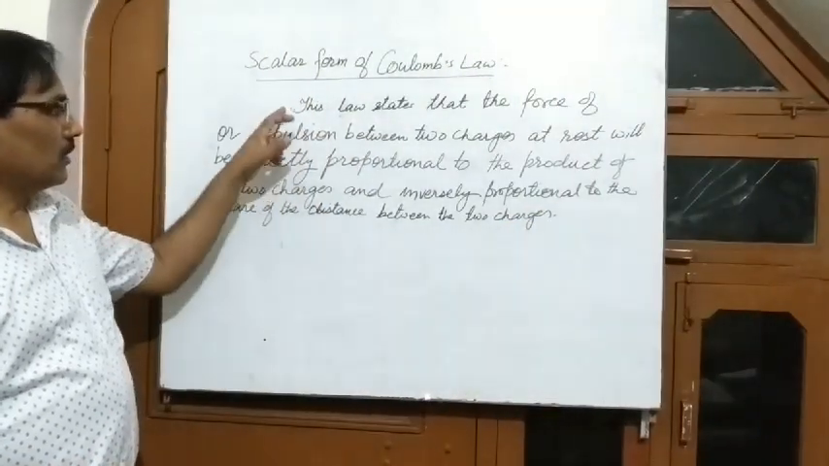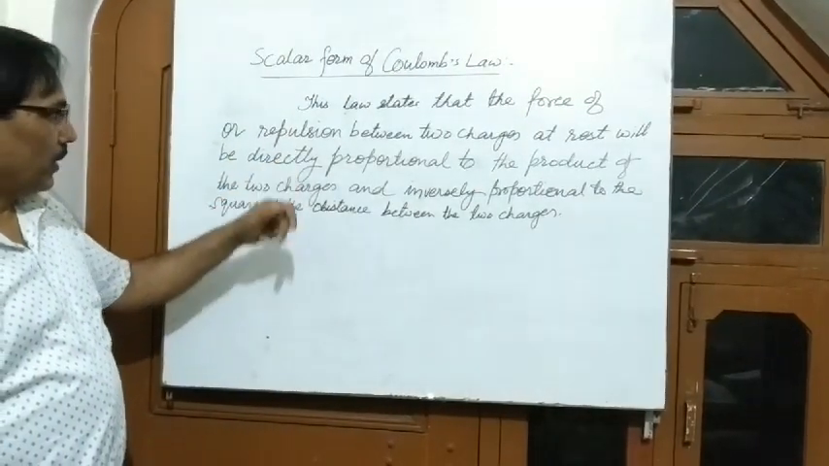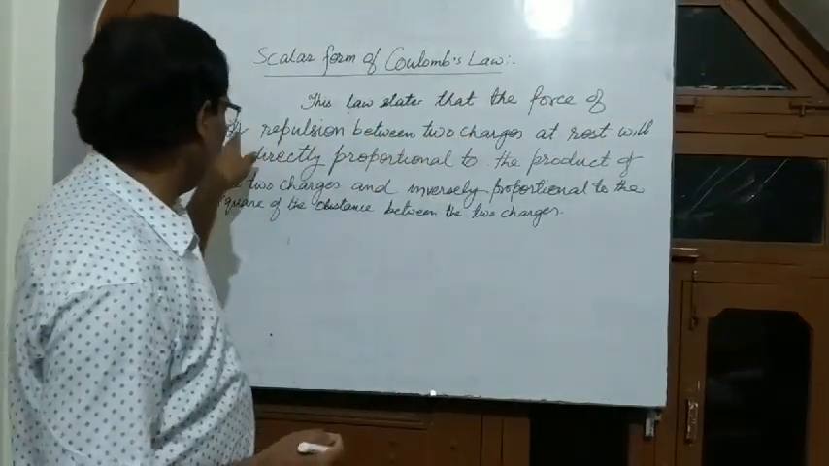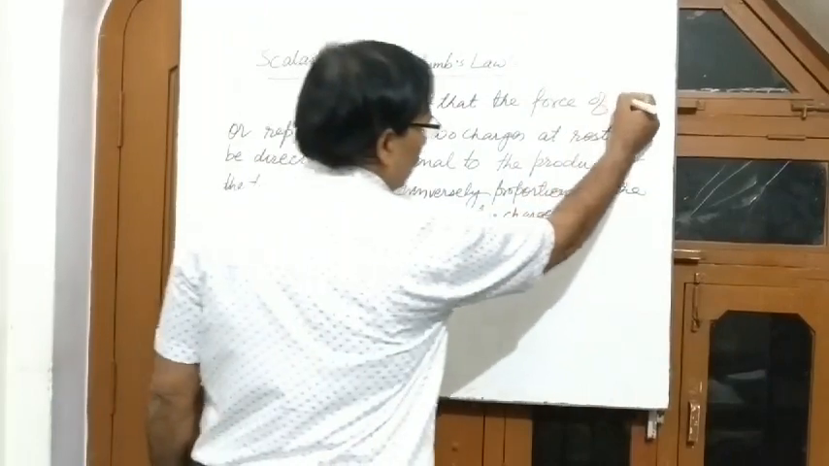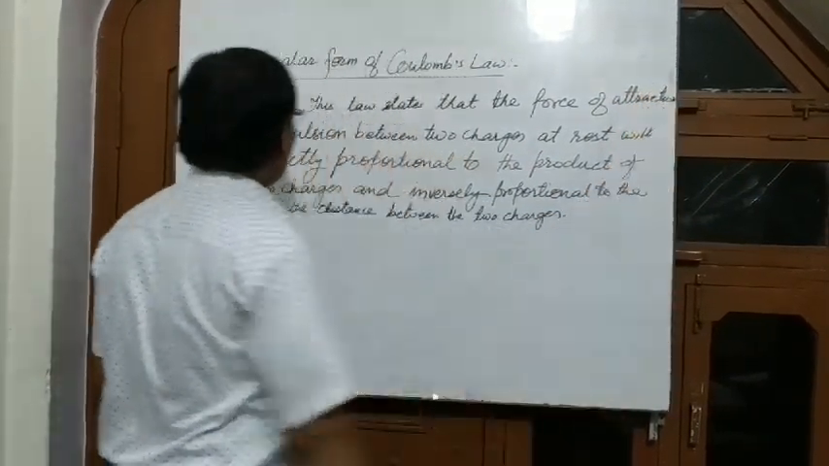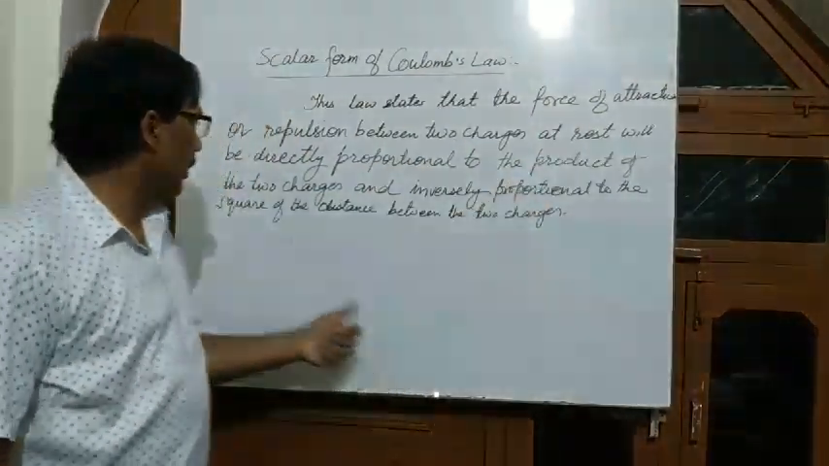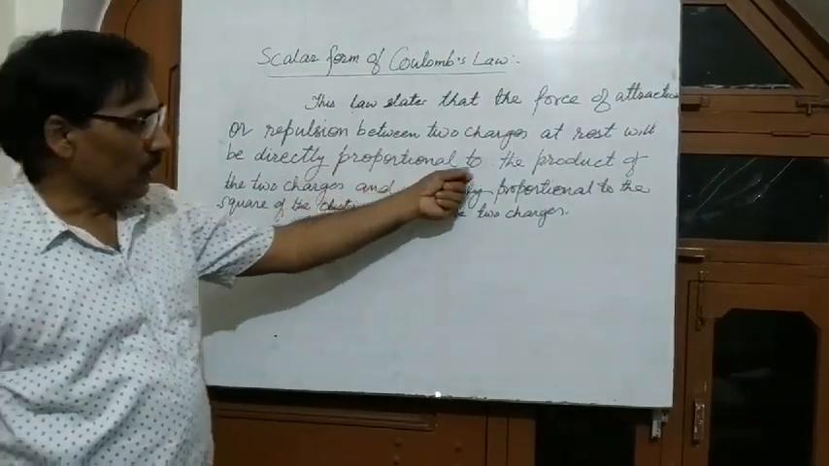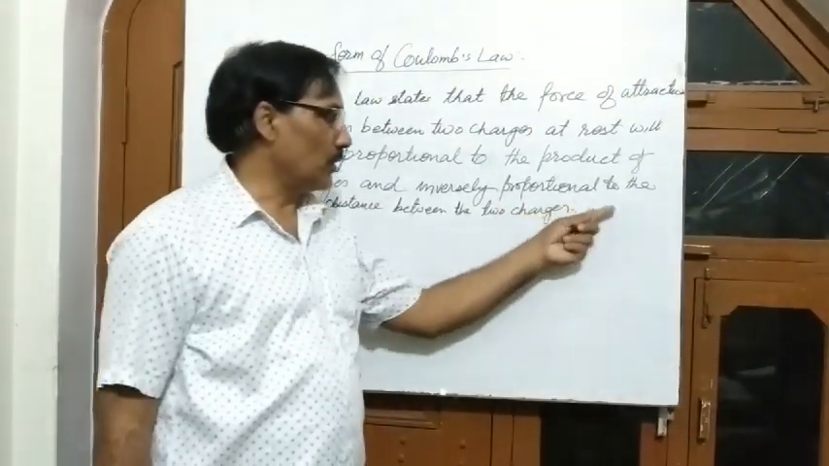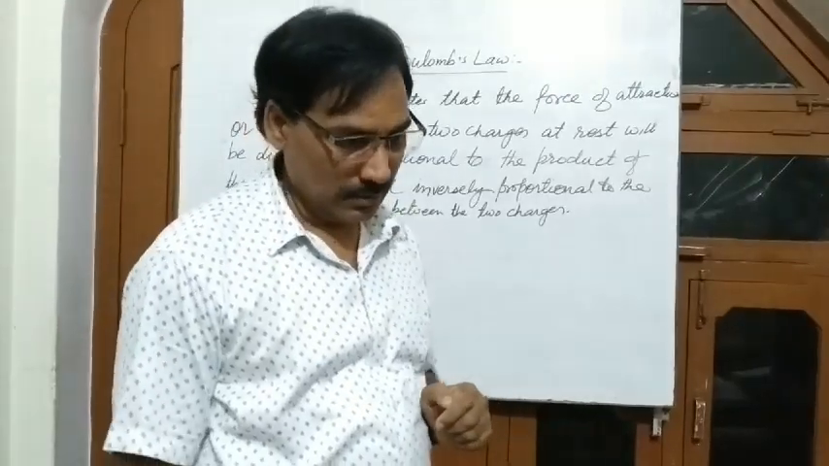Clear? So this law states that the force of repulsion or attraction, you can add here, this law states that the force of attraction or repulsion between two charges at rest will be directly proportional to the product of the two charges and inversely proportional to the square of distance between the two charges. Clear?